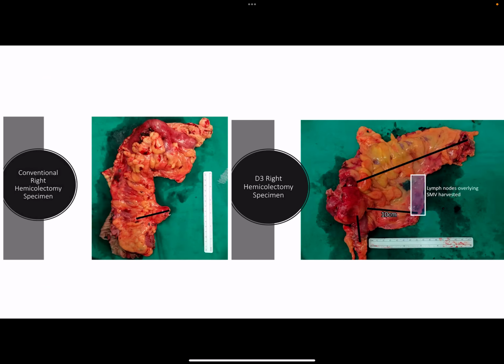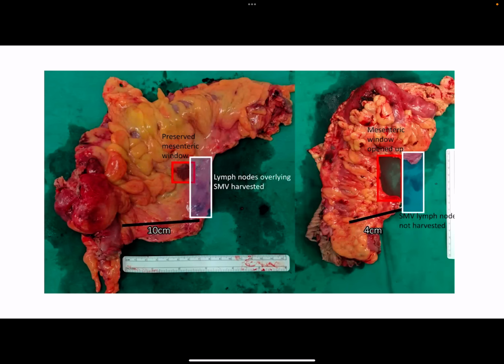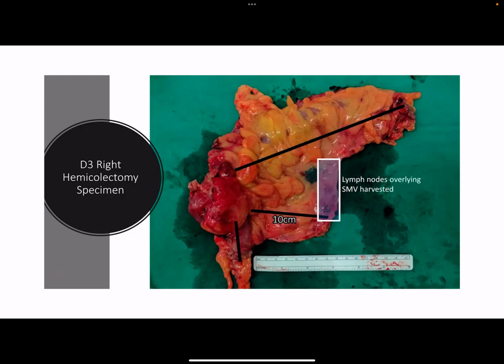If you compare on the left side of the picture, it has been shown the conventional or D2 dissection. We can see only a small part of the mesocolon or mesentery has been excised. Whereas in this way, a lot of mesentery or mesocolon has been excised. So we can just visually compare D2 versus D3 dissection in this patient. Similarly here and similarly here.